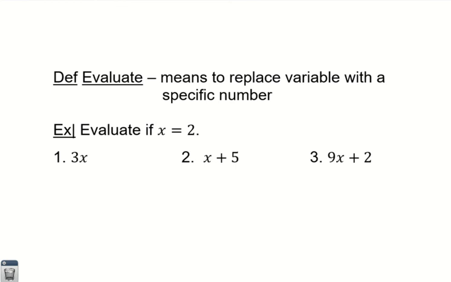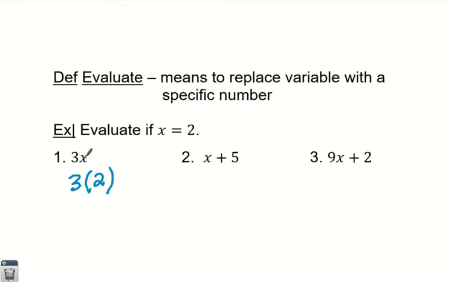Last thing, I do believe, is evaluate. Evaluating just means that the variable will be a specific number, and they'll tell you, and then you just give the final value. So we're going to evaluate these if x was actually 2. Well, this is really easy. We can just plug in 2 for x.